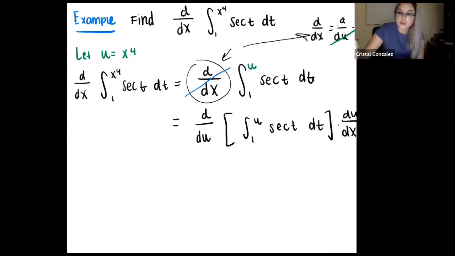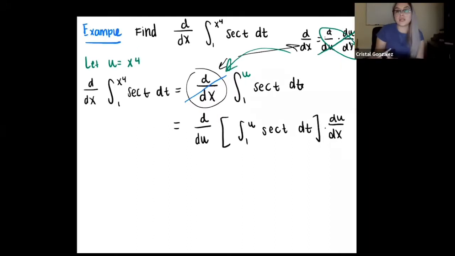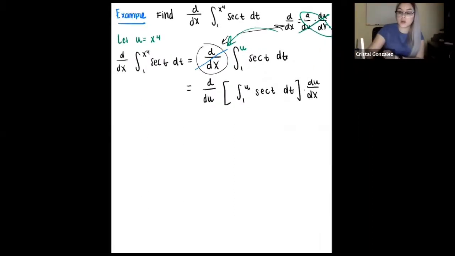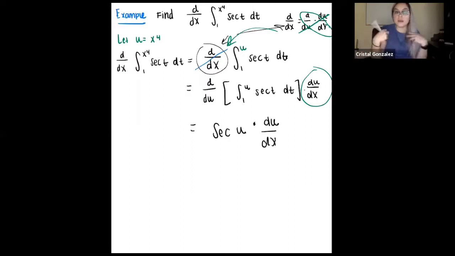This is still over here, we still have d dx, which is what's going on here. I just wanted to write it in terms of that chain rule because we are going to have to take the derivative of u with respect to x. Okay, and so now let's apply that theorem. So this is going to equal secant u times du dx. And now what's the derivative of u?